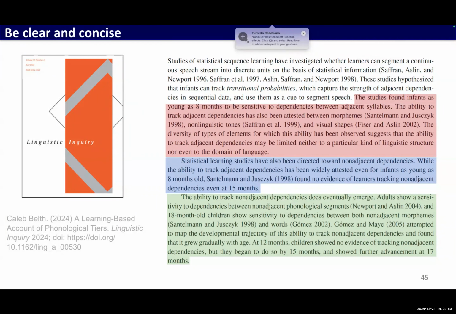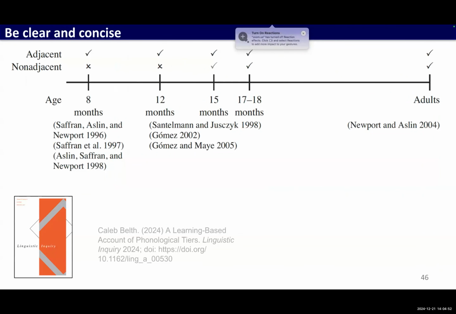So what does Belth do? He also summarizes it visually. So the exact same information. Now he's saying at 8 months, we have a check mark with adjacent. Infants can learn adjacent dependencies. A cross for non-adjacent. They can't yet learn that with all the research he cited.